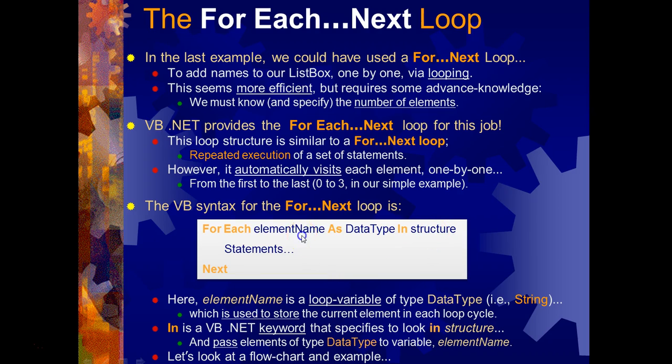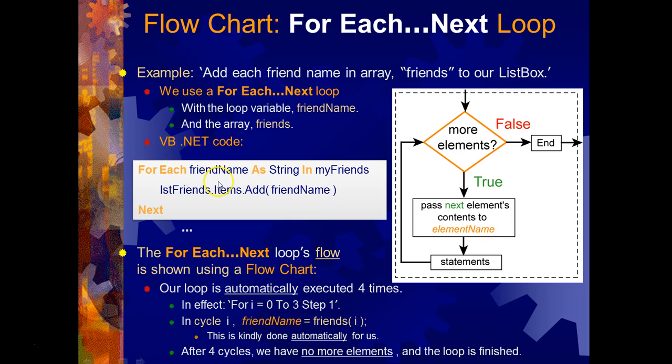So basically what we're going to do is for each, and this thing here is just completely arbitrary. You can call it anything. You can call it X, you can call it P, you can call it friend, you can call it friend name, call it anything. It doesn't matter what you call it. Just suppose it's X. For each X as a string, so it's of type string, in my friends.